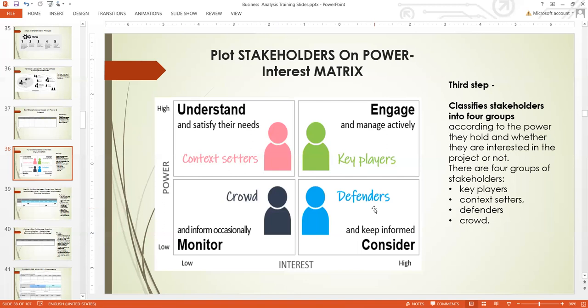They want to sell their products. And that is how you use this to manage your stakeholders.